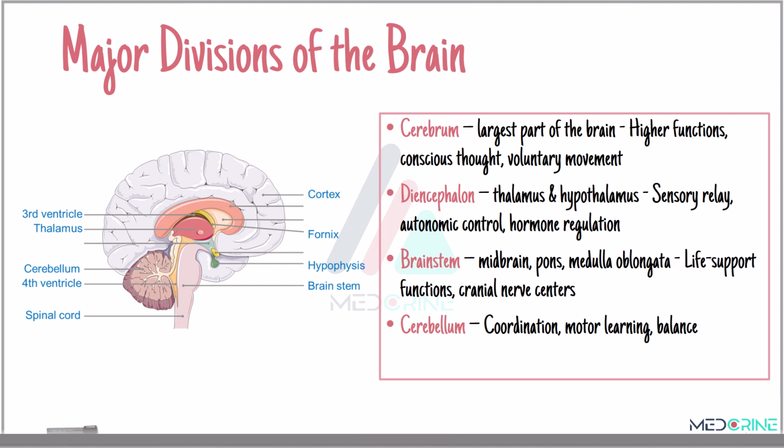The brain's major divisions include the cerebrum, which is the largest part and is responsible for higher cognitive functions such as reasoning, decision-making, and voluntary motor control. Another division is the diencephalon. The diencephalon, comprising the thalamus and hypothalamus, serves as a sensory relay and an automatic regulator. Then the brainstem, including the midbrain, the pons, and the medulla oblongata, manages the basic life-sustaining functions, for example respiration and the heart rate. And lastly, the cerebellum is essential for coordination, motor learning, and balance.